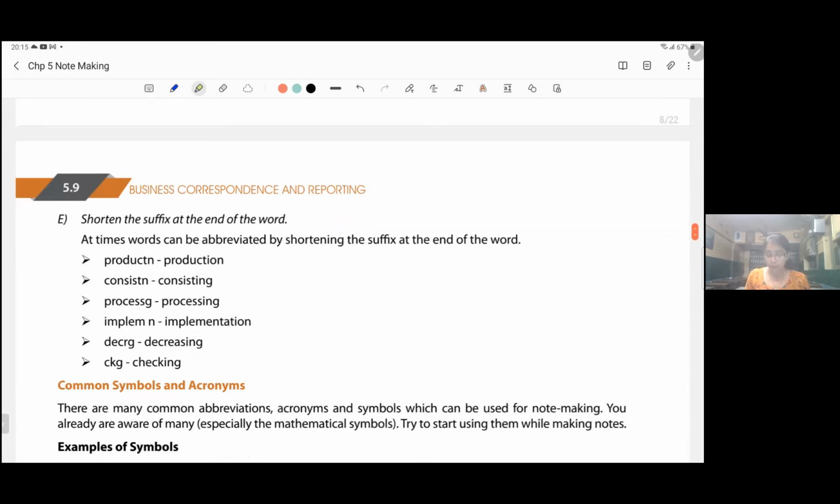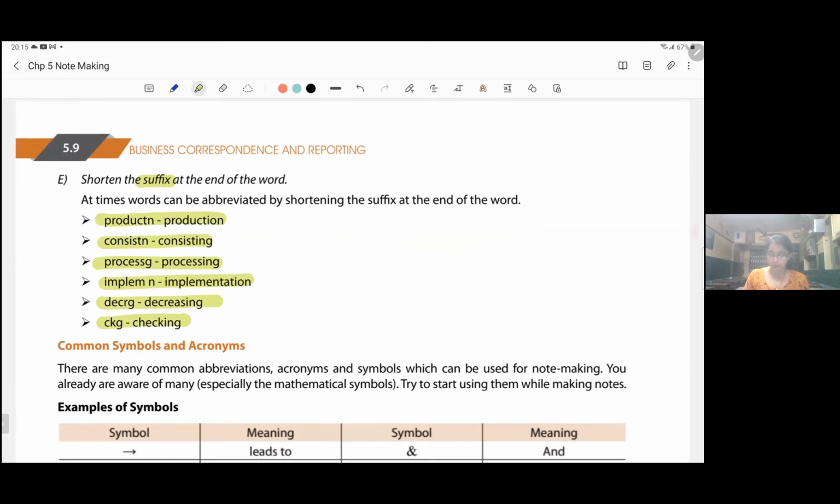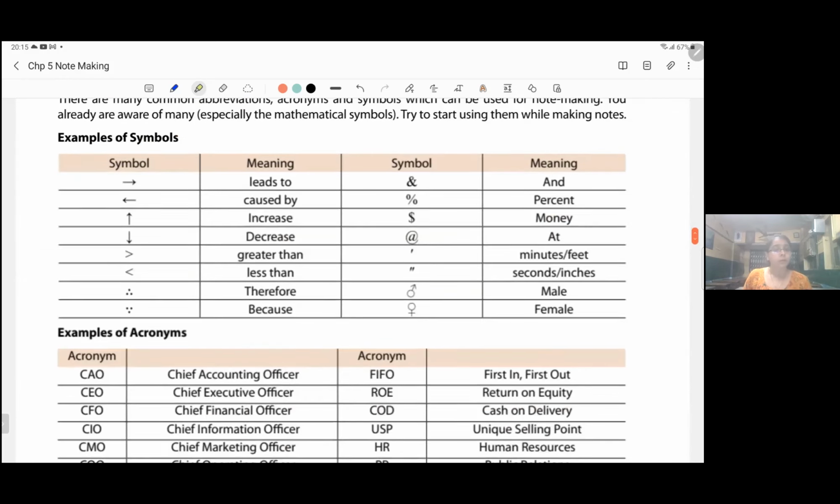Shorten the suffix: production, consisting, processing, implementation, decreasing, and checking. So, examples for the symbol. See this, the symbols that are used. Whatever symbols you all are using, you have to use symbols.